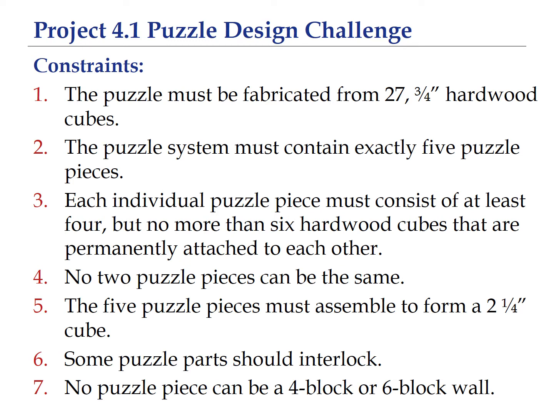Each individual puzzle piece must consist of at least 4 but no more than 6 hardwood cubes that are permanently attached to each other. Number 4, no 2 puzzle pieces can be the same. Number 5, the 5 puzzle pieces must assemble to form a 2 1/4 inch cube. Again, you will see an example of what that looks like. Number 6, some puzzle parts should interlock. That'll ensure that when you hold the puzzle pieces, it's just not going to fall apart. And number 7, no puzzle piece can be a 4-block or 6-block wall.